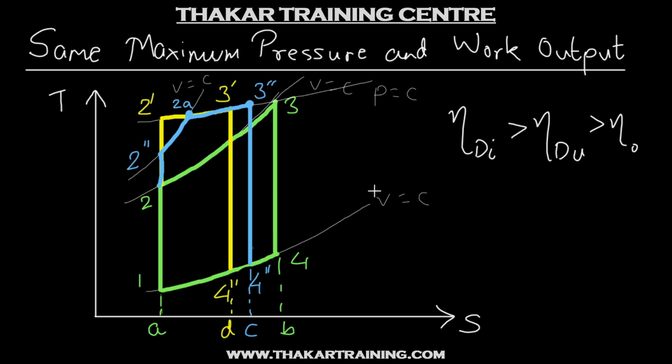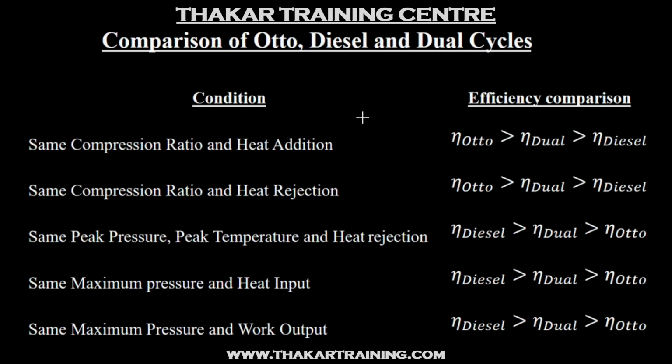Alright. So what we have discussed right now is how the three cycles, that is the diesel, dual and Otto cycles, compare for various factors that are common to all three cycles. This is a summary of the comparison that we have done. When we had the same compression ratio and heat addition, that was the first case, we found that the Otto cycle was the most efficient, whereas the diesel cycle was the least. For the same compression ratio and heat rejection also, Otto is the most efficient, diesel is the least. When you have the same peak pressure, peak temperature and heat rejection, you had the diesel cycle most efficient and the Otto cycle the least efficient.